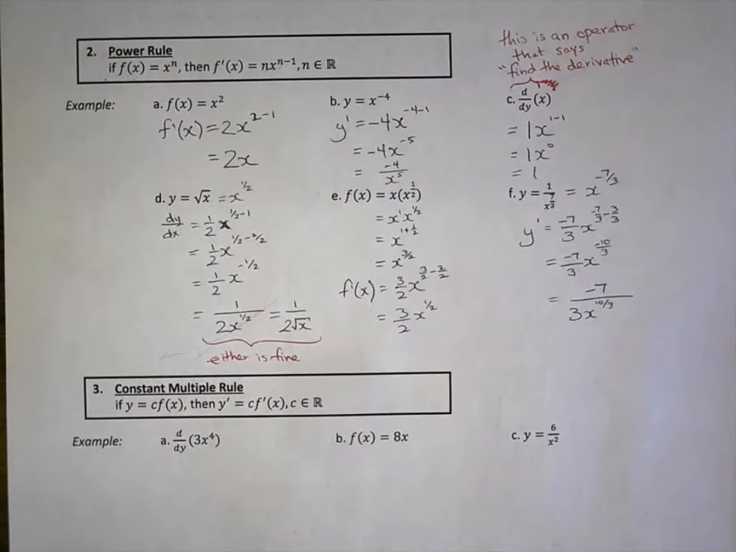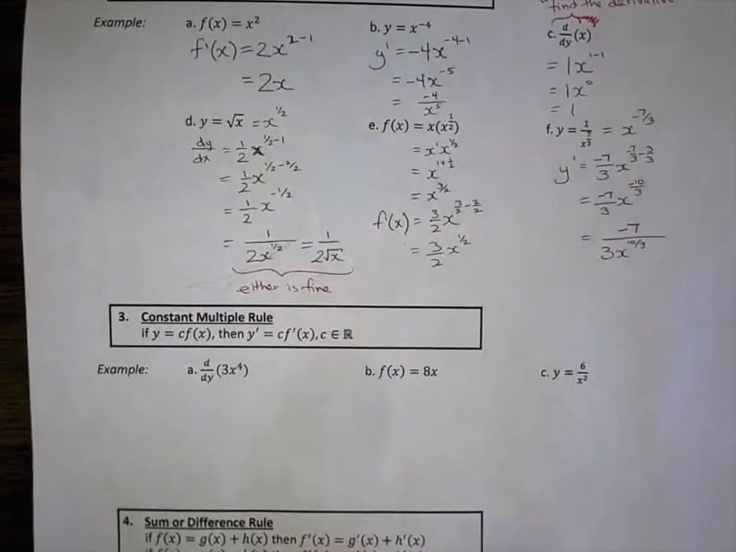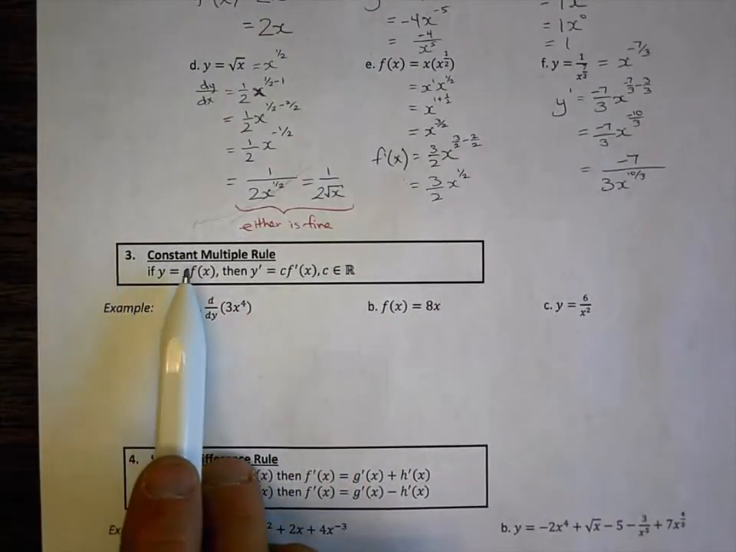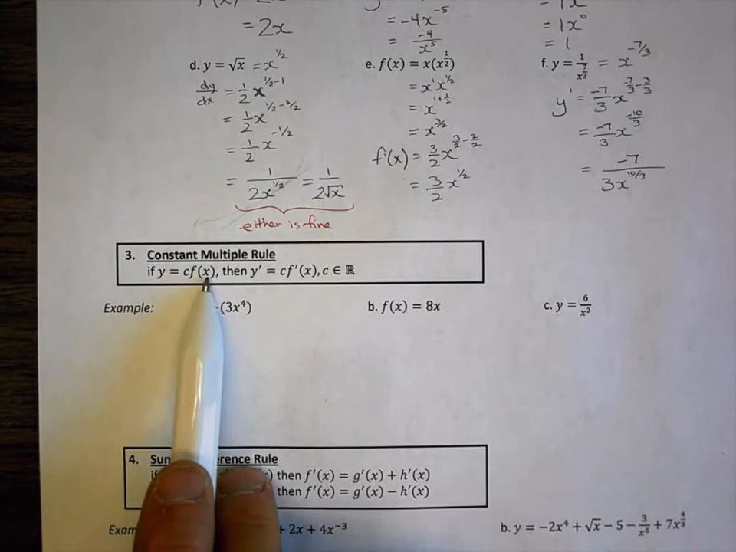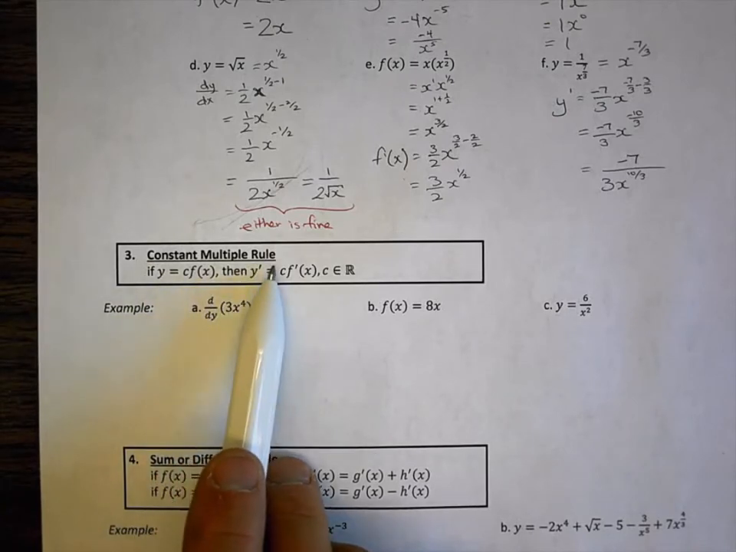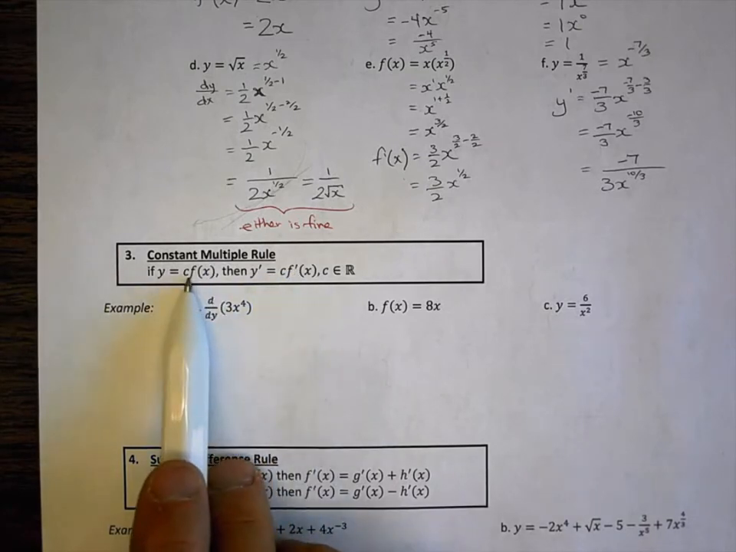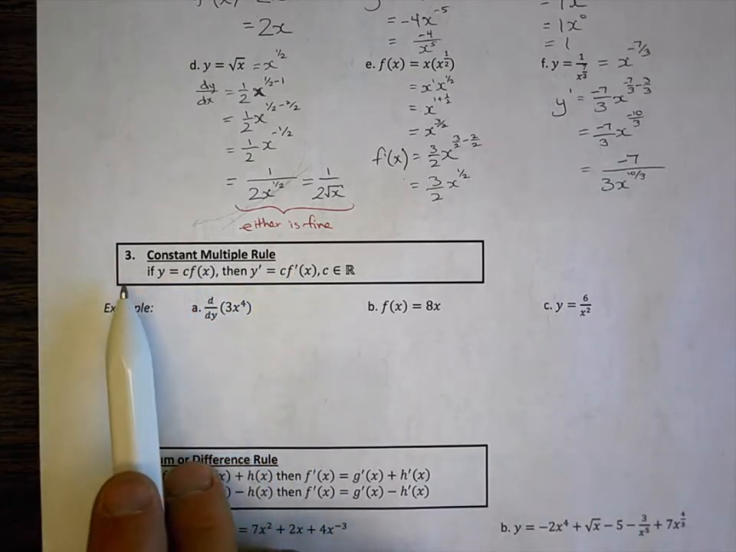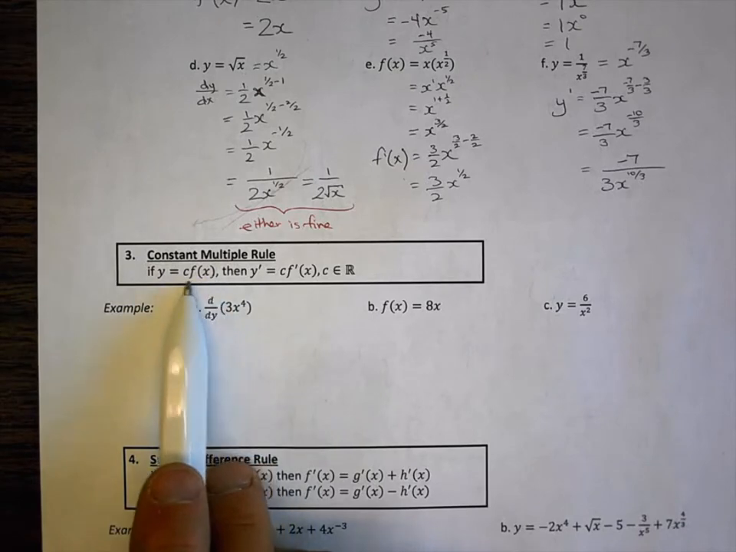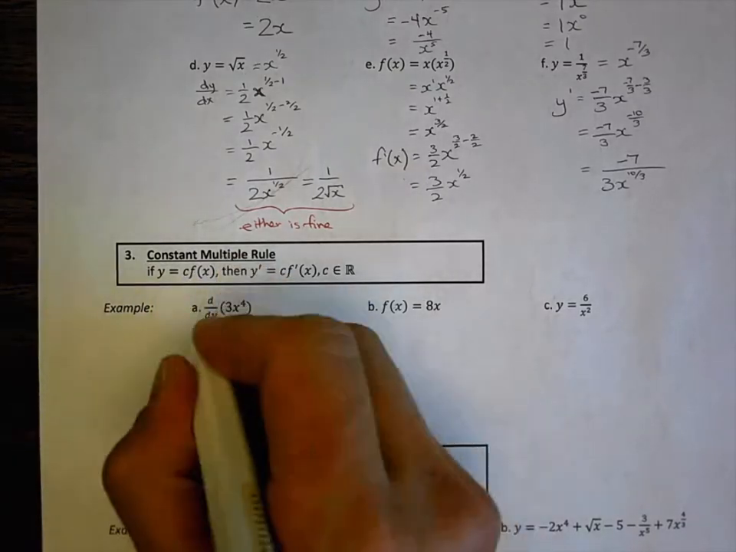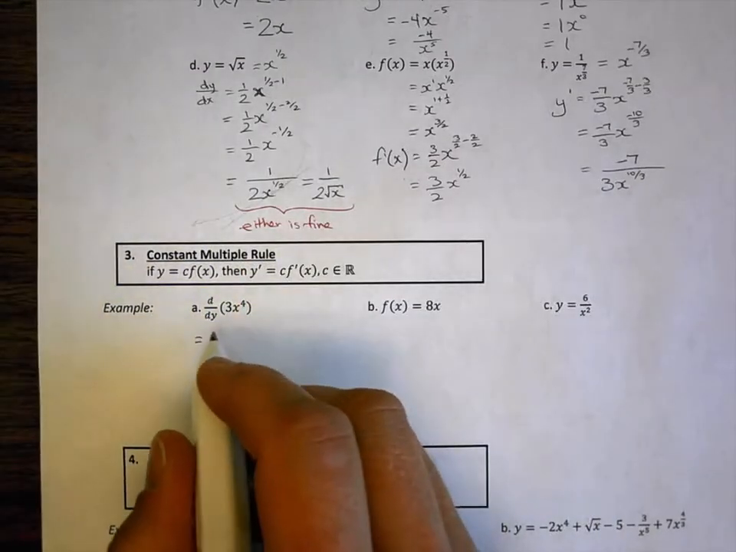So we've learned the constant rule, the power rule. Let's do rule number 3, constant multiple rule. Isn't this fun? If y equals a constant times a function, then the derivative is the constant times the derivative of the function. So it's almost like the derivative passes through the constant and just goes after the function. So let's do an example. Again, if you want to see proof, you can find the proof online.